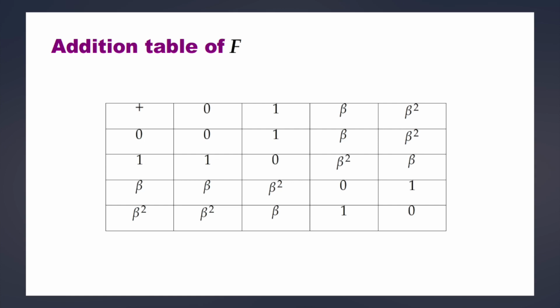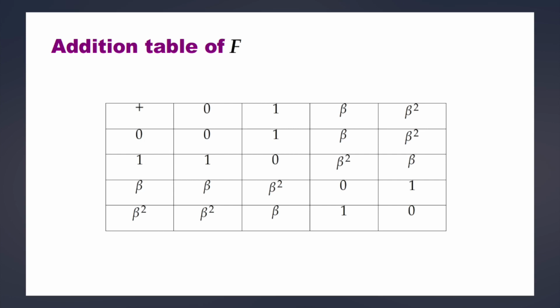So, in the left column, we place all the elements 0, 1, beta, beta squared. And row-wise, we are putting 0, 1, beta, beta squared. We have already studied how to make the Cayley table. Now, 0 plus 0 is 0, 0 plus 1 is 1 and so on. So, they are straightforward. 1 plus 0 is 1. 1 plus 1 is 0 because the characteristic is 2. And therefore, it becomes 0. 1 plus beta is equal to beta squared.